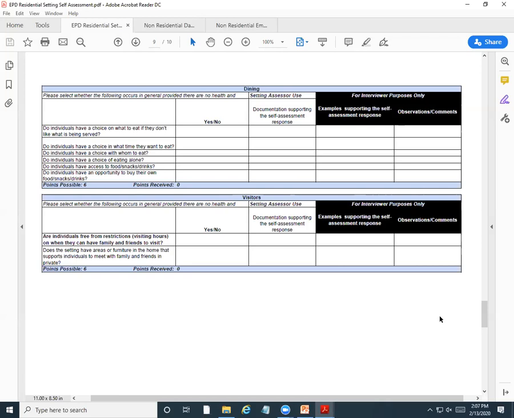We'll move on to visitors. This is another fun one. Are individuals free from restrictions, like visiting hours, when they can have family and friends over to visit? Because these are members, and for the purposes of this, they are free from health and safety restrictions. If they wanted to have a visitor over past midnight or early in the morning, are they allowed that option?